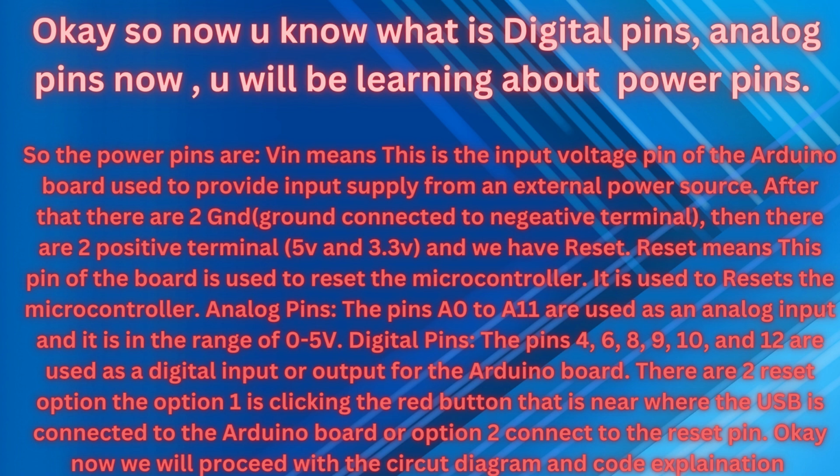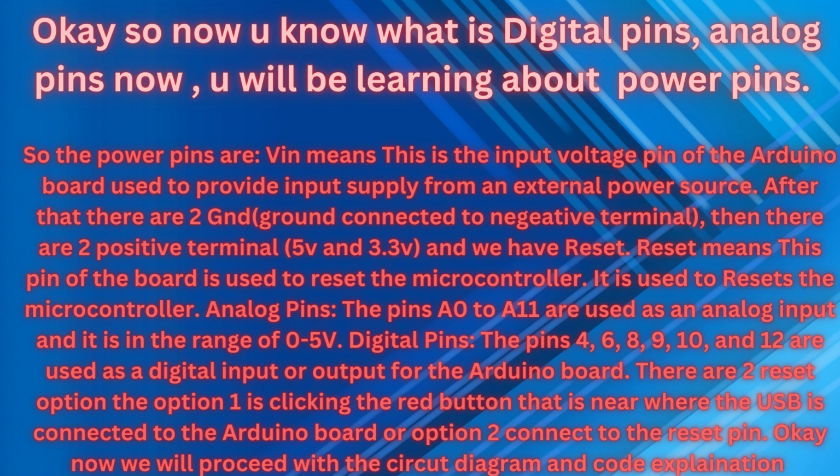Analog pins: the pins A0 to A5 are used as analog input, in the range of 0 to 5 volts. Digital pins: the pins 2 to 13 are used as digital input or output for the Arduino board. There are 2 reset options. Option 1 is clicking the red button that is near where the USB is connected to the Arduino board, or option 2, connect to the reset pin.